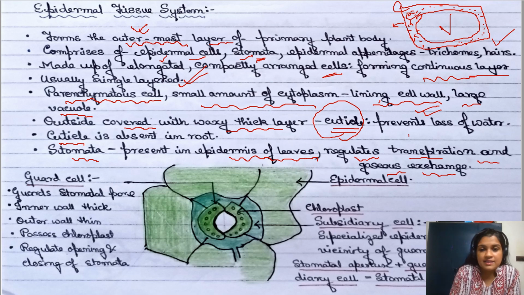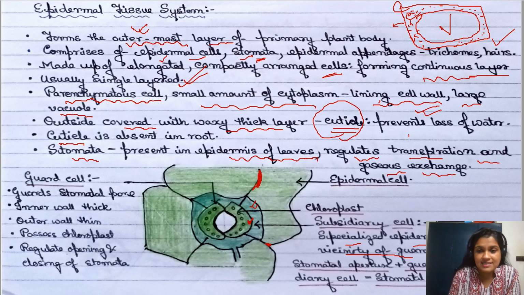Here we can see those epidermal cells. See, there is no intercellular space. They are tightly packed. These are the epidermal cells. Now what is this? This is a specialized epidermal cell in the vicinity of the guard cell. The guard cell is this one. And these are the subsidiary cells, which are basically specialized epidermal cells.